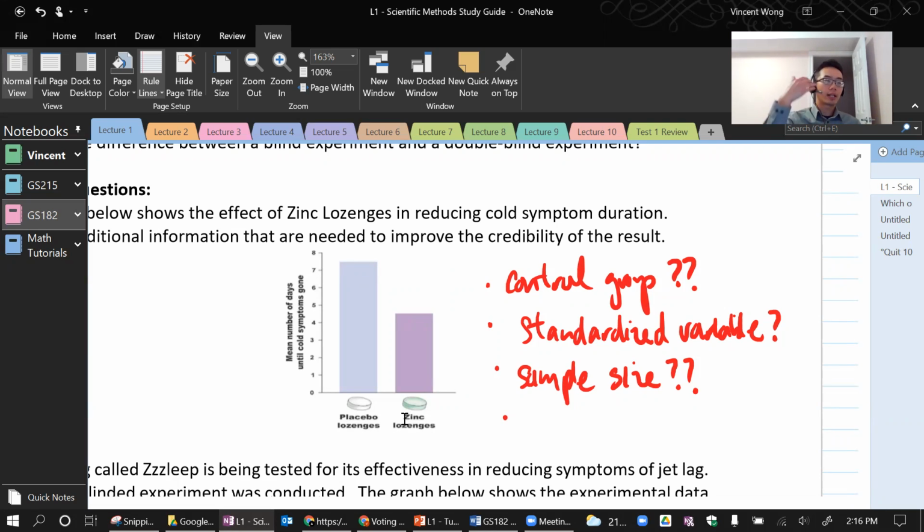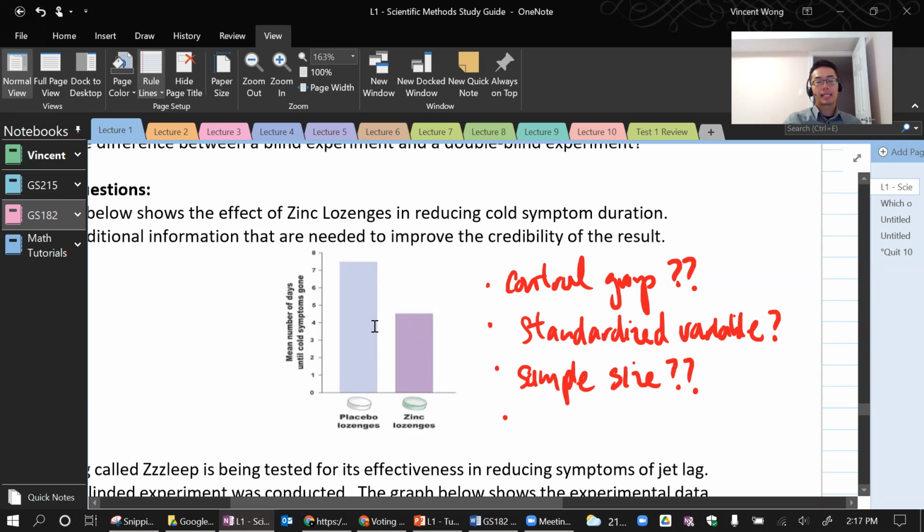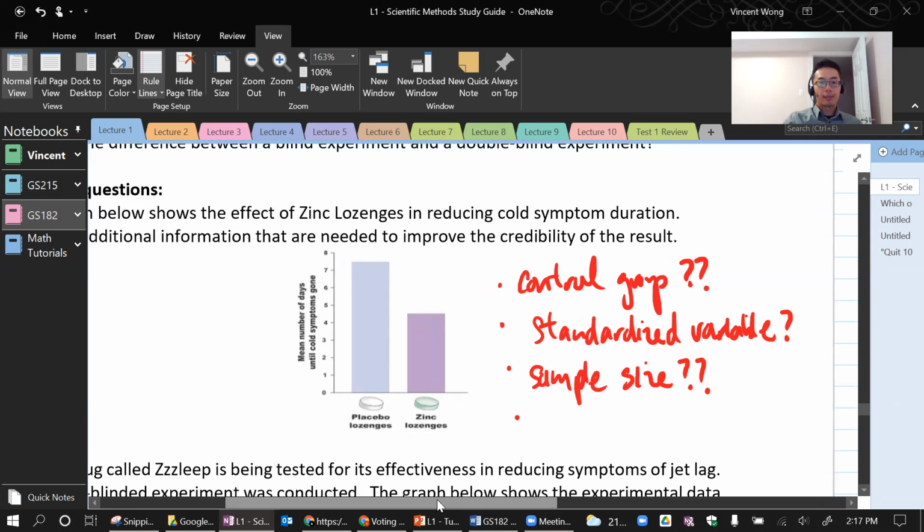And then a few more that I could think of would be who paid for this experiment? Where was the experiment conducted? Is it conducted by the same pharmaceutical company that makes the lozenges, or is it a third party? All these things would matter for me to determine whether something like this is credible. Okay, so that is that.